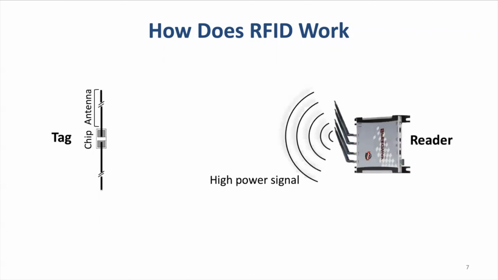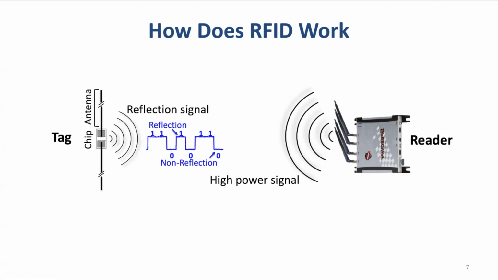Since our solution uses RFID, let me show you how RFID works. Here is an RFID tag. It has an RFID chip and an antenna. The tag has no battery, so it requires a reader to transmit a high-power signal to power up the tag. The tag can then communicate with the reader by reflecting or not reflecting the reader's signal. For example, reflection means the 1 bit, and non-reflection means the 0 bit.